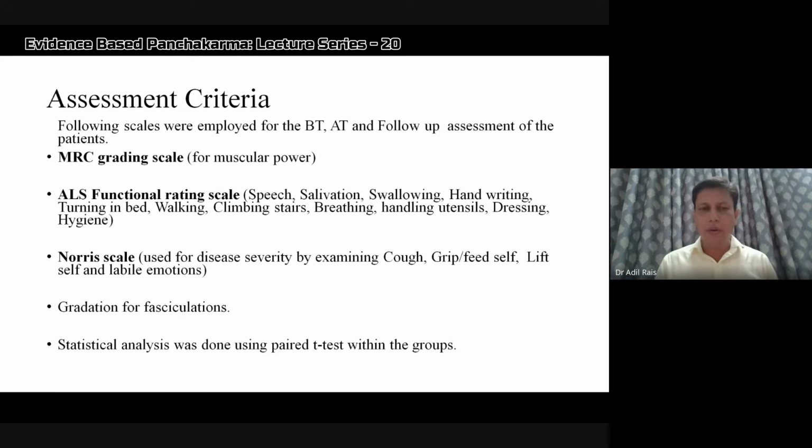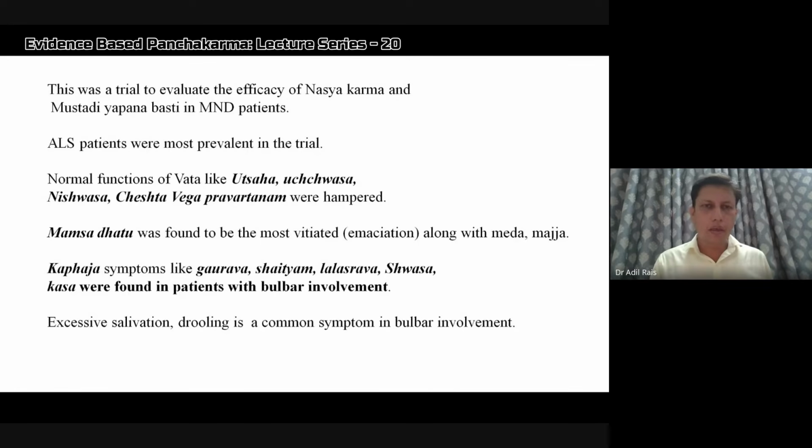A gradation for fasciculations was done because fasciculations are present generally in a particular dermatome. So the region of the dermatome was adjudged, and if more than two regions, like the cervical, thoracic or lumbar dermatome, were successively involved, the gradation was higher. This was a trial to evaluate the efficacy of both these procedures. The normal functions of Vayu, like Utsah, Uchchhvas, Nishvas, Cheshta, Vega Pravartan, were hampered. Mans Dhatu was found to be the most vitiated.